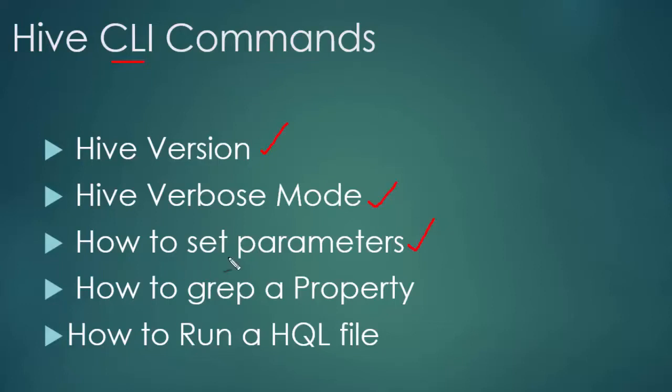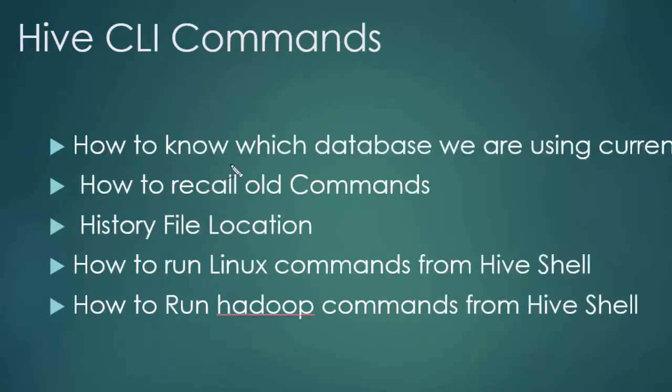We will understand how to set parameters inside Hive. Then out of all the parameters that have been set, let us grab a particular property and see the value of this property. Then we will understand how to run batch Hive queries through a HQL file. Then we will try to understand how to set up current working database.